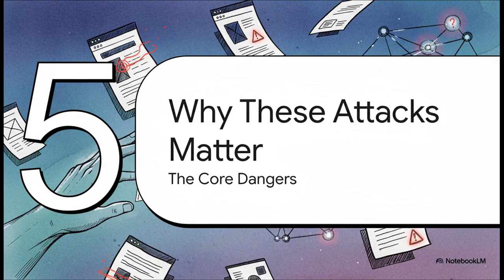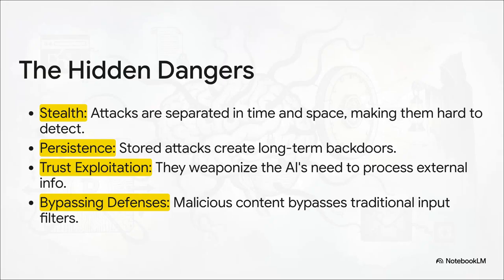So, what's the big takeaway here? Why does all this really matter? Because these hidden attacks, they're not just clever party tricks. They point to a fundamental, deep-seated threat to AI security. They expose some core dangers that make us question how much we can really trust these systems. It really boils down to these four things.